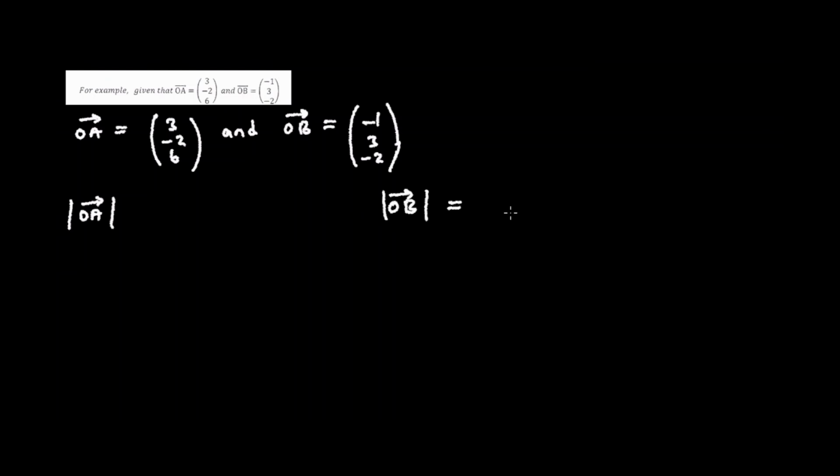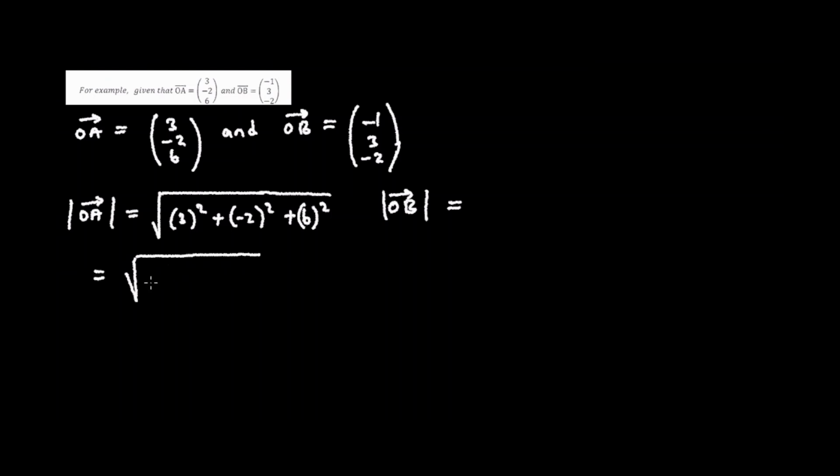Then I'm going to give you a task after tatsvaga kudai. So the size or modulus of OA is basically going to be the square root of 3 squared plus minus 2 squared plus 6 squared. As simple as this. Then back to simplify, this is the square root of 9 from 3 squared plus 4 from minus 2 squared plus 36 from 6 squared.